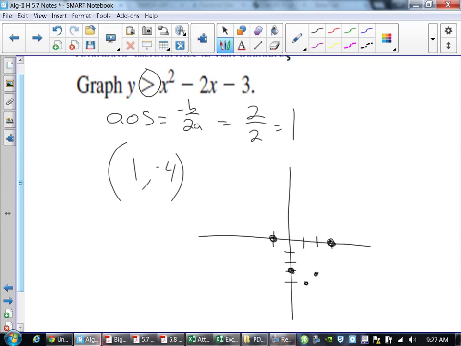When I connect those, solid or dotted? Dotted. And why is it dotted? Because it's a strict inequality. Just like we did linear stuff, we plot this in kind of the same exact scenario, plot it the same way.